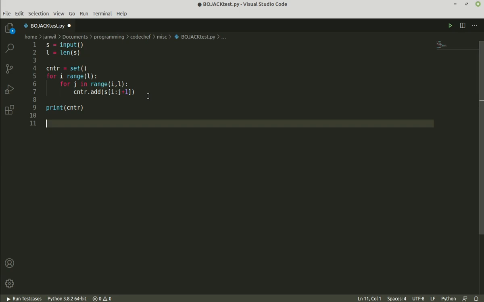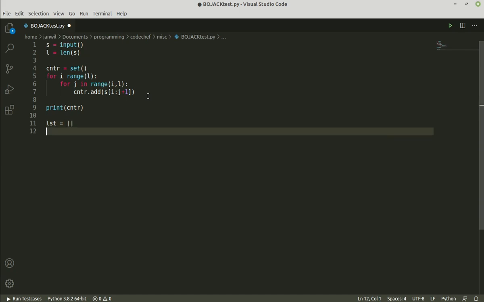And now let's also compute the number of all palindromic subsets of this string. And since now we need to account for all of the palindromic substrings separately, we are going to have them in a list data structure. So let's initialize a new list data structure, LST.